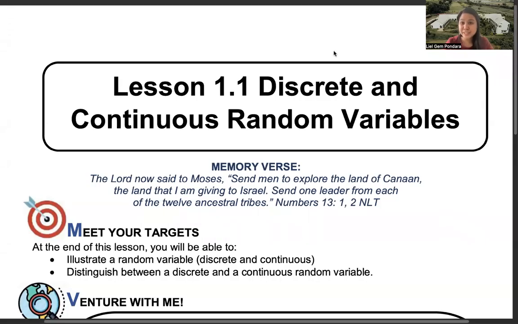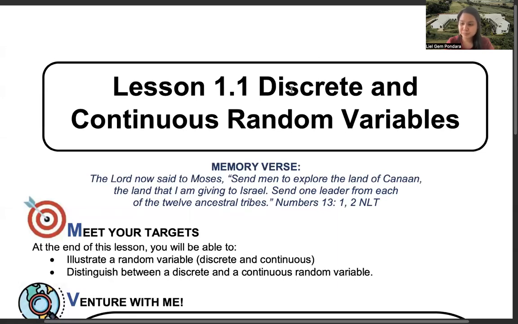We are now in the first lesson, lesson 1.1, and it's about discrete and continuous random variables. And our memory verse is found in Numbers 13, 1 and 2. It says, "The Lord now said to Moses, send men to explore the land of Canaan, the land that I'm giving to Israel. Send one leader from each of the 12 ancestral tribes."